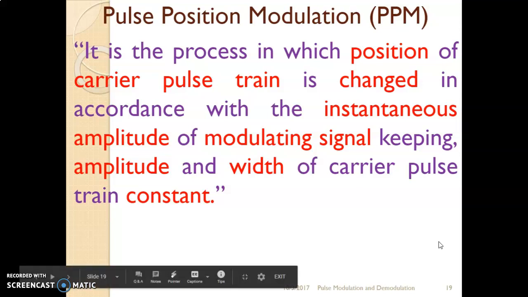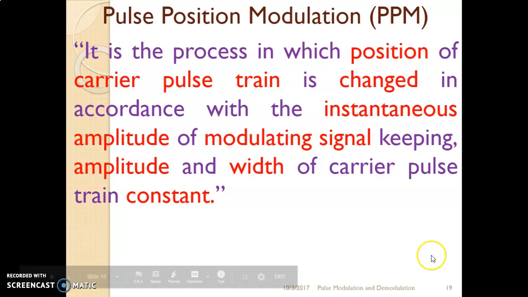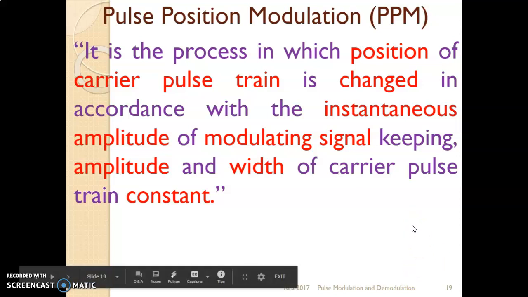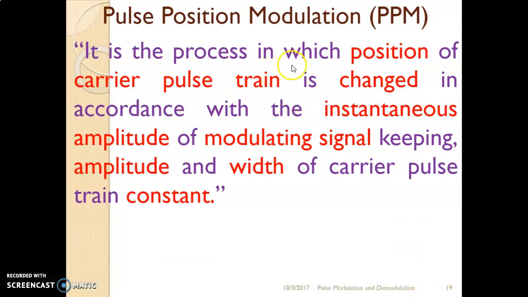Now we will continue with the third type of pulse modulation technique, which is called pulse position modulation. Pulse position modulation is the process in which the position of the carrier pulse train is changed in accordance with the instantaneous amplitude of the modulating signal, keeping the amplitude and width of the carrier pulse train constant. So in PPM, we change the position, keeping the other two characteristics, amplitude and width, constant.